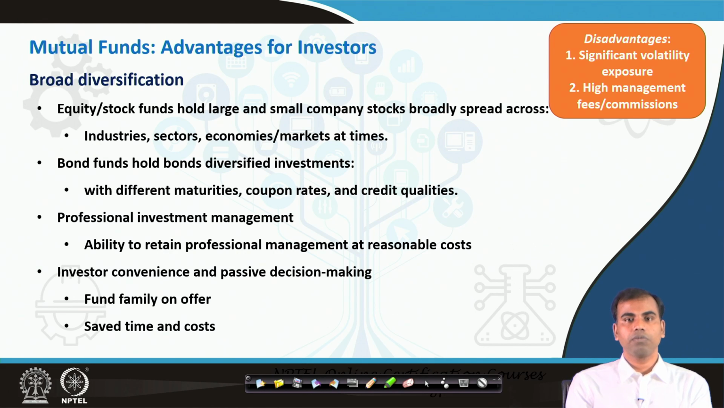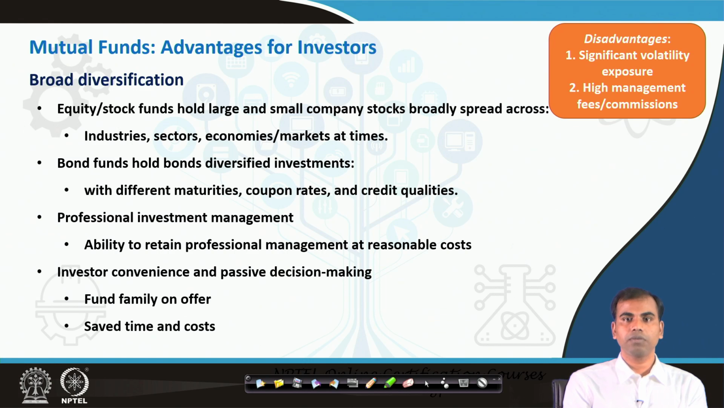Given these factors, if a mutual fund is available for individuals, the broad diversification advantage comes in handy. Mutual funds can technically invest in as many assets as possible across industries, sectors, economies and markets sometimes. They can also invest in equity as well as bonds with different maturity, coupon rate and other credit qualities. If they have to create a mutual fund just for fixed income, a bond mutual fund, they can put their money in bonds keeping criteria such as maturity, credit quality and coupon rate as preferable.